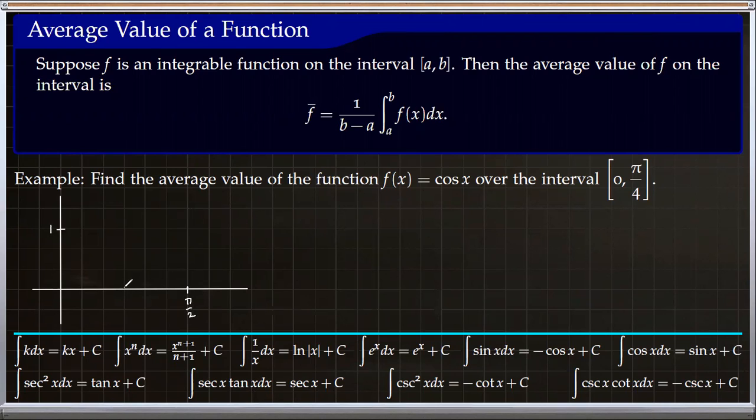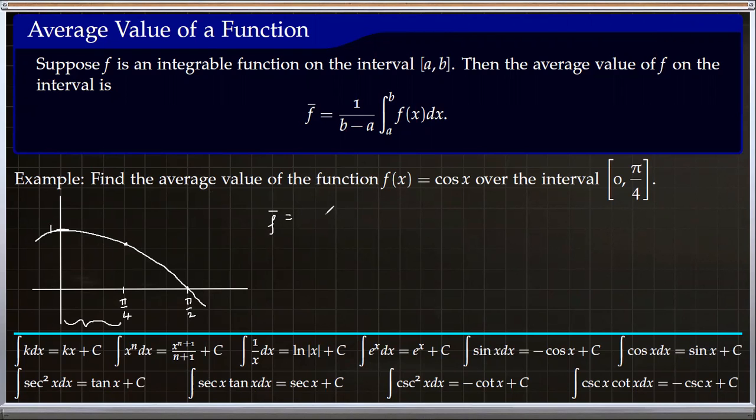Let's suppose pi by 2 is over here. And the interval we are interested in is between 0 and pi by 4. So I'm going to put pi by 4 over there. So I can draw the graph of cosine function to be something like that. And on the other side, it goes like that. So we are looking at this interval from 0 to pi by 4, and we want to find the average value of the function over the interval 0 to pi by 4. For that, we simply need to apply this formula.